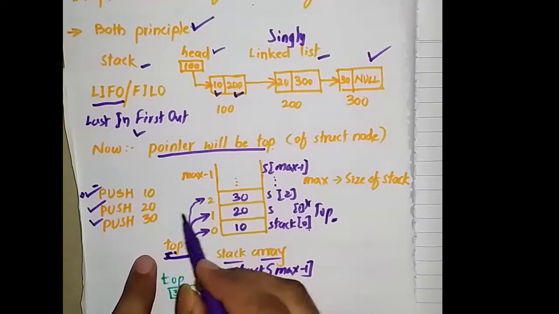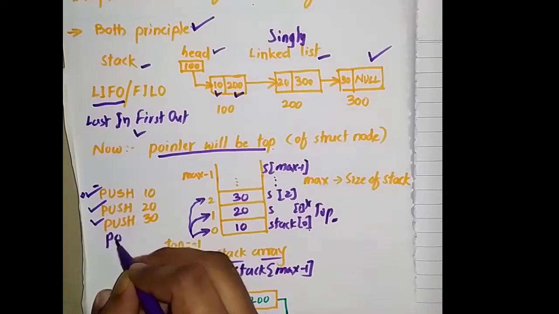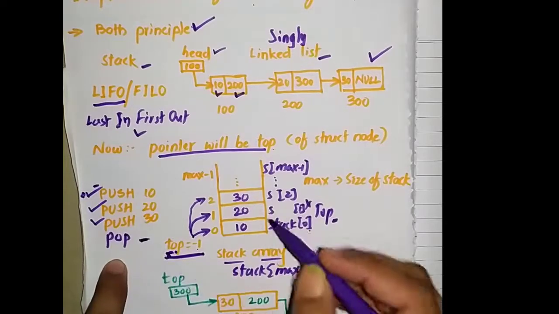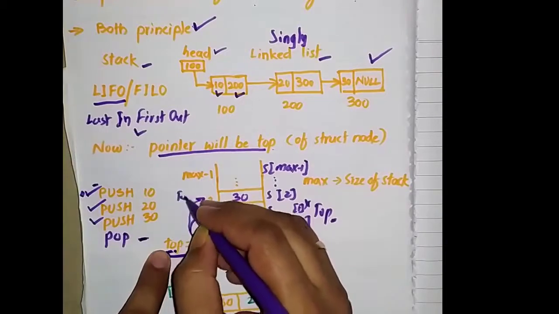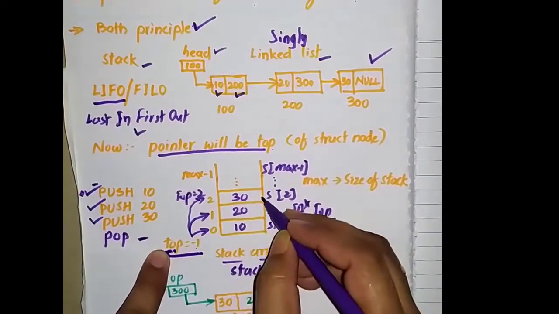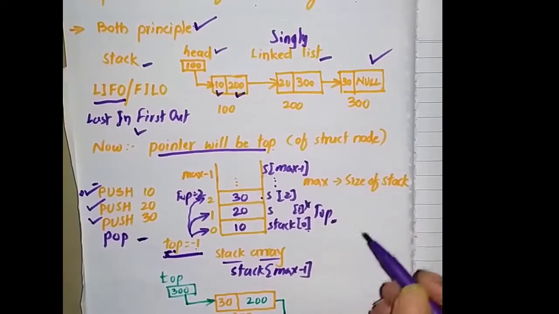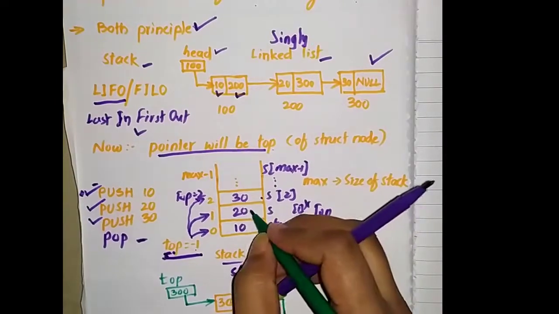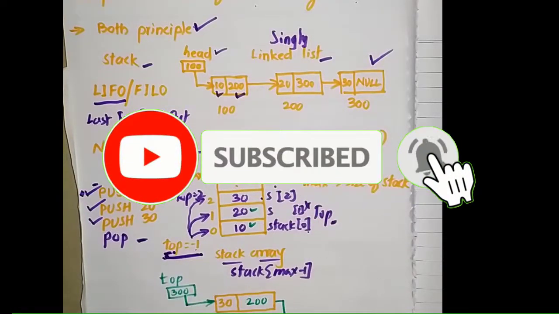Now, after performing the push operation, if I perform a pop operation, I don't have to mention the data here, because whatever data is pointed to by the top, here the top value is 2 now, so this data will be popped out. So the data in S of 2 will be popped out, and the new data entries of the stack will be only 20 and 10. So that's the understanding of the stack using array implementation.